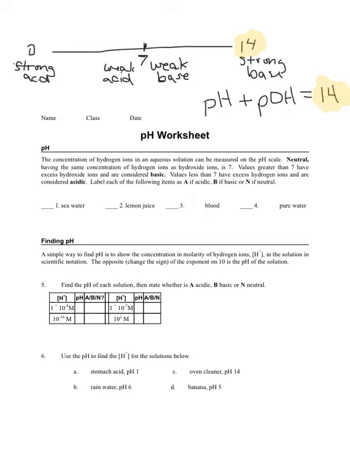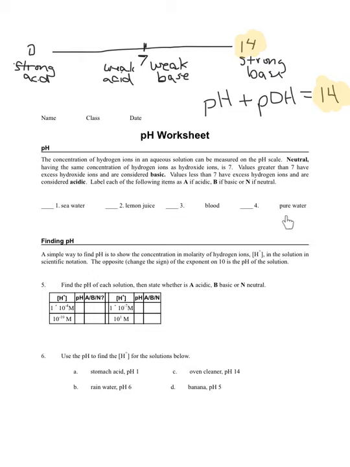pH, concentration of hydrogen ions in aqueous solution, can be measured on a pH scale, and we just reviewed what the pH scale was. Something that's neutral would have the same concentration of hydrogen ions and hydroxide ions, which is what I was trying to explain right here using this basic scale. Values that are greater than 7 would be considered basic, and less than 7 would be considered acidic. And so it's just asking you here to specify if it's acidic, basic, or neutral.